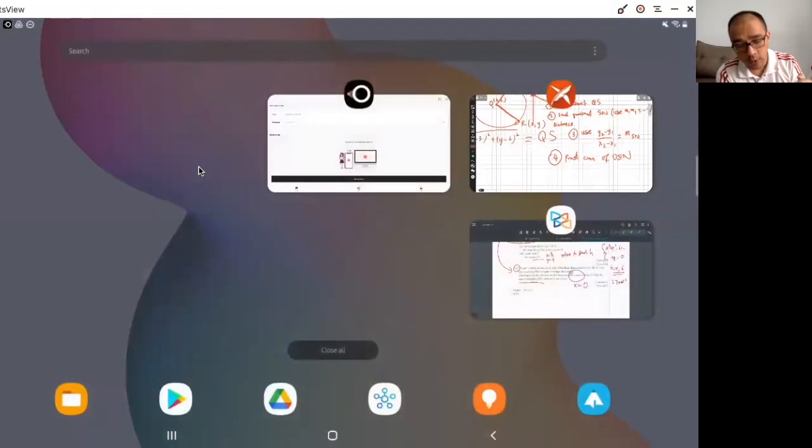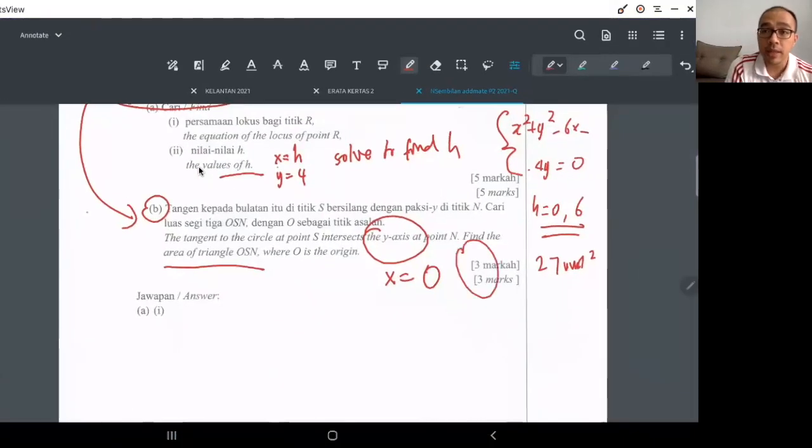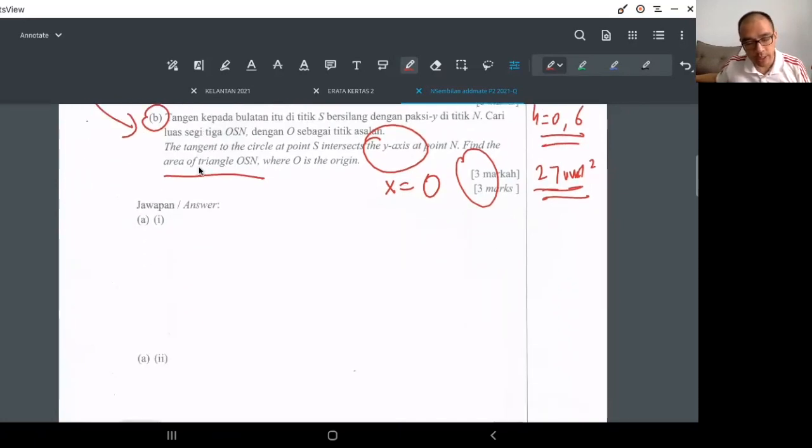And yes, I know it is only 3 marks. It seems like a lot of work for 3 marks, but there you go. The answer is 27 units squared. So when we answer coordinate geometry questions, we have to be aware of this. When we hear the word tangent, we need to know it means 90 degrees to something, and most likely in a circle it is 90 degrees to the radius. So you get 27 units squared.